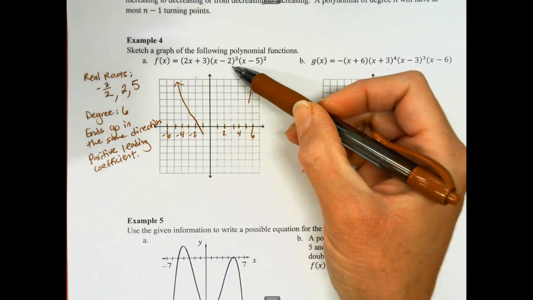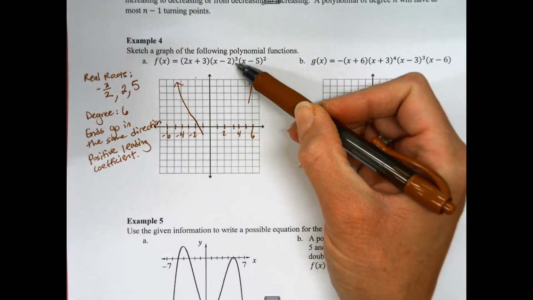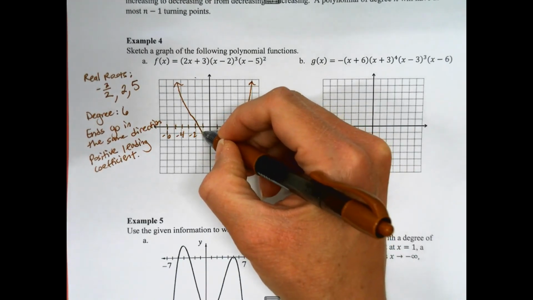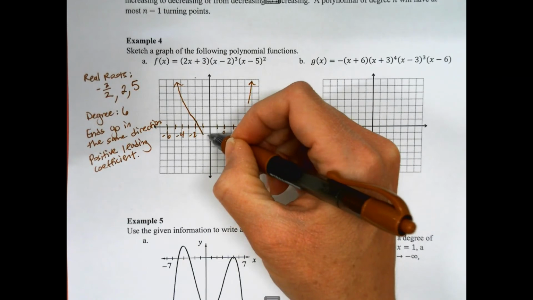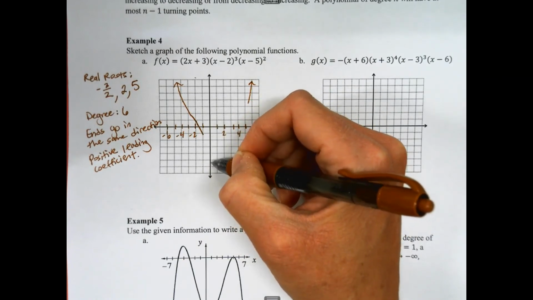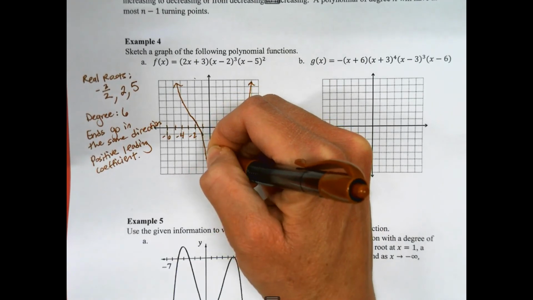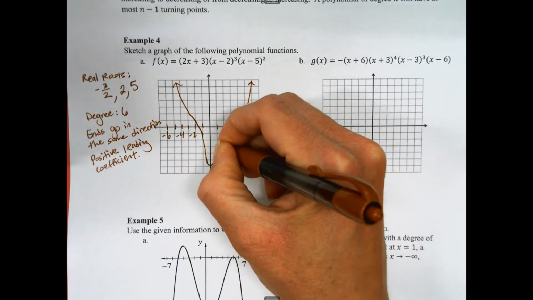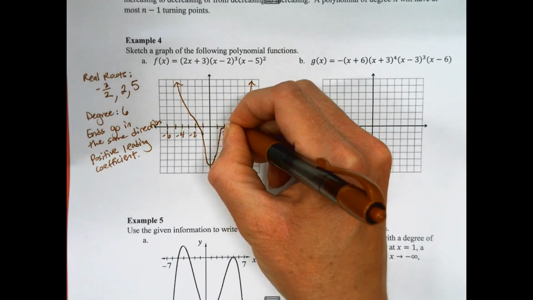And then at positive 2, it's going to go straight through, but it's going to kind of flatten as it does that. So we're going to have to turn around somewhere, and you could figure out what the y-intercept is, but we're not going to do that right now. So this graph is going to go down, and then it's going to turn around at some point. It's going to come up here, and it's going to get flat as it goes through 2.